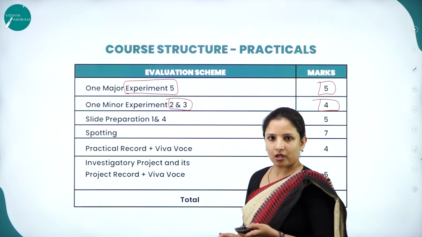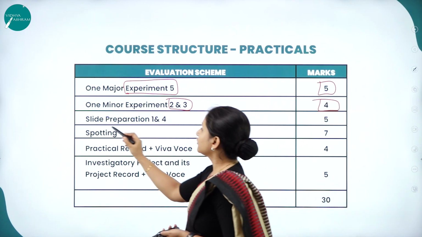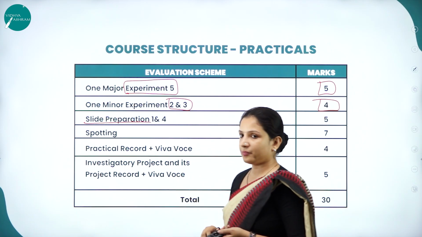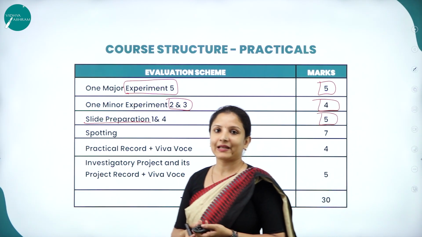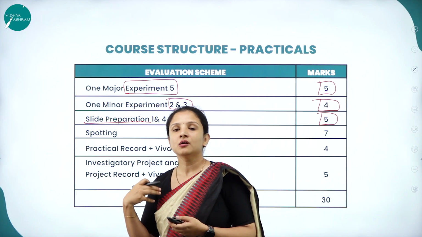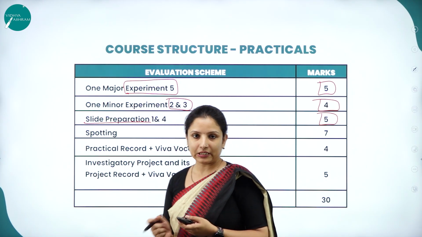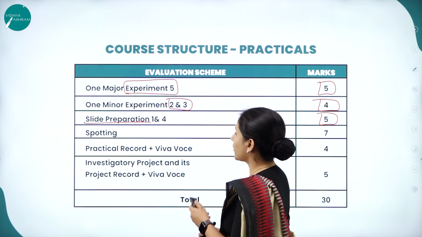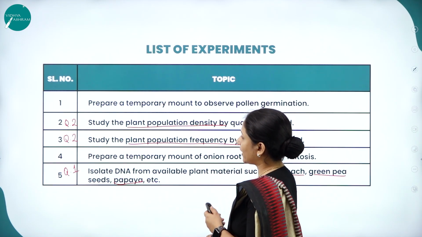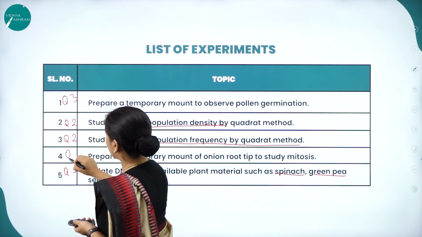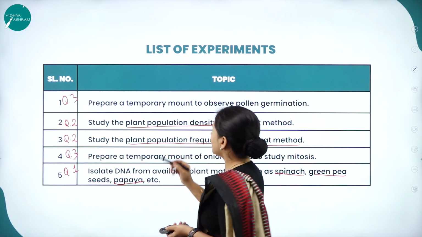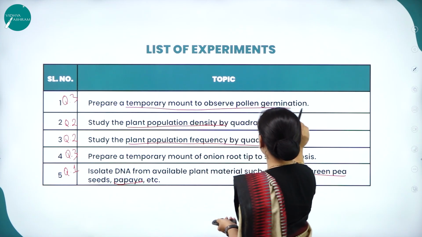The next question in the practical exam is to prepare the slide. You have to prepare the slide, which will carry a total of 5 marks. The preparation of the slide will carry a few marks, and the theory part that you write for it will carry a few marks. Under this, experiments 1 and 4 will come for question 3. The first is to prepare a temporary mount to observe pollen germination.